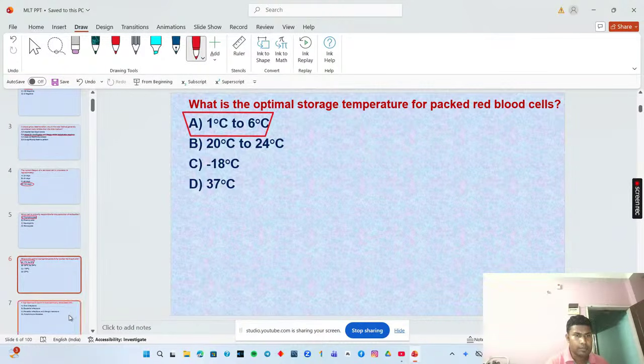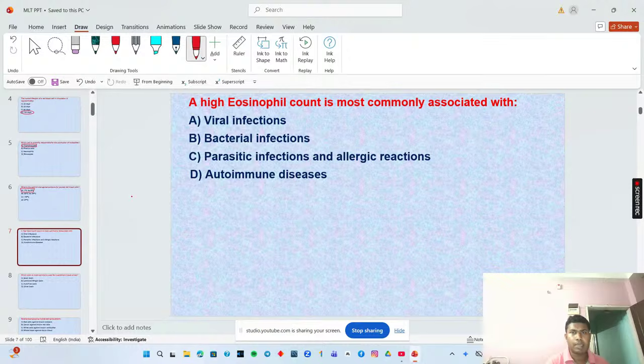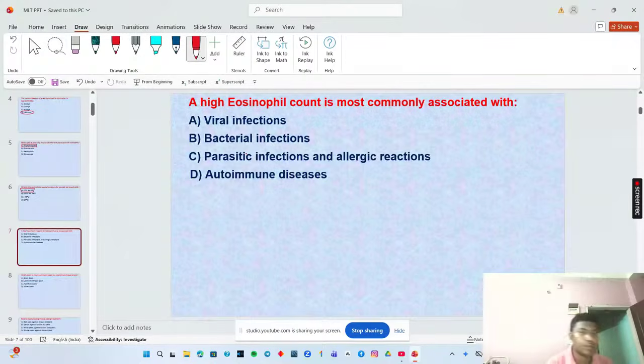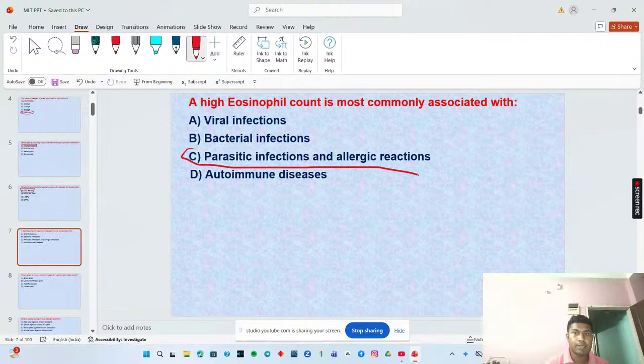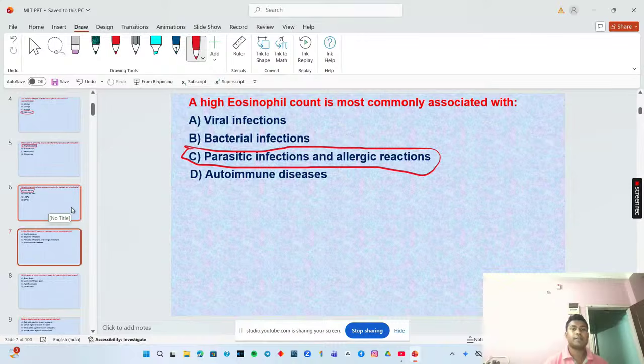Okay, now the next question is: a high eosinophil count is most commonly associated with what? If we have a high eosinophil count, then we can say that it is due to parasitic infection and allergic reaction. I think you are getting interested in it.